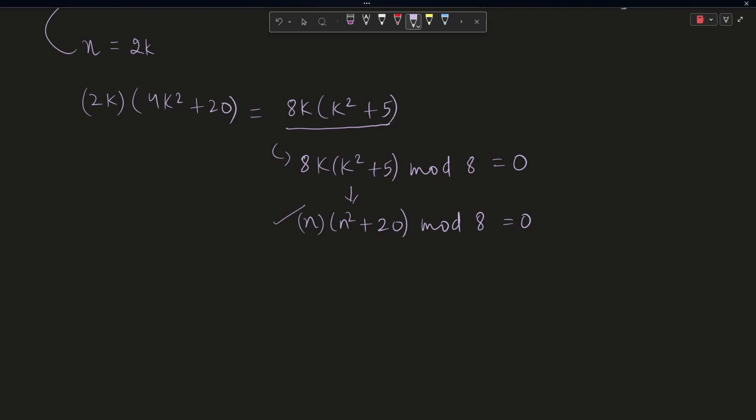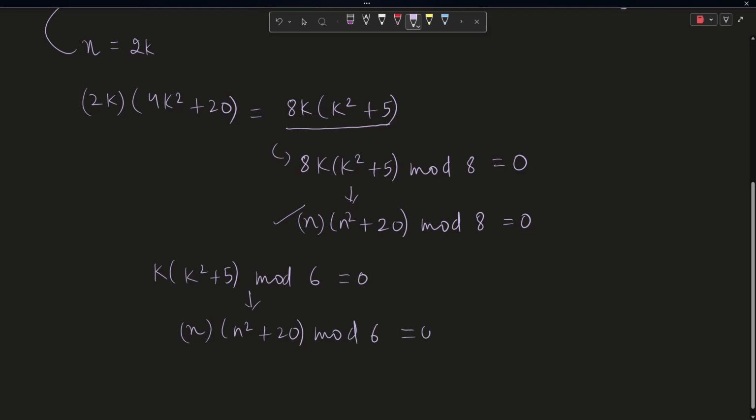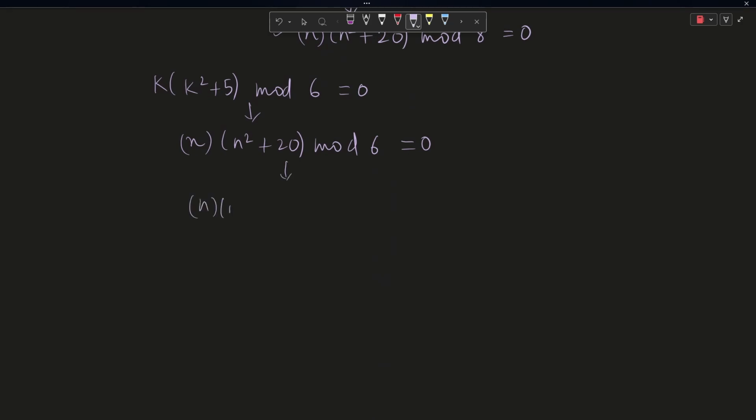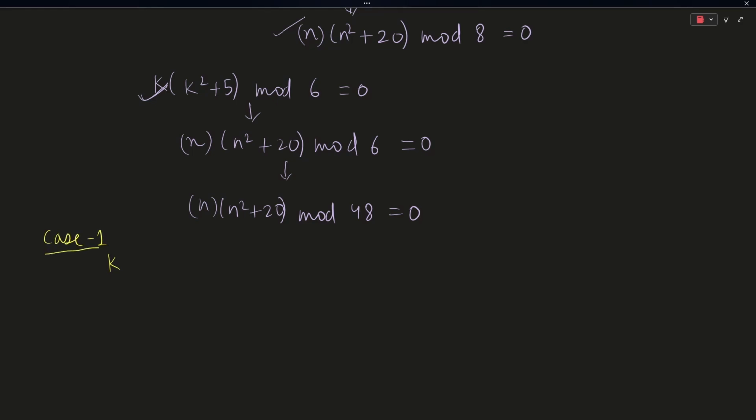So I can say that if k into k square plus 5 mod 6 gives us the remainder 0, then n into n square plus 20 mod 48 will also give us the remainder 0. So we can assume that k is, case 1, when k is an even number.